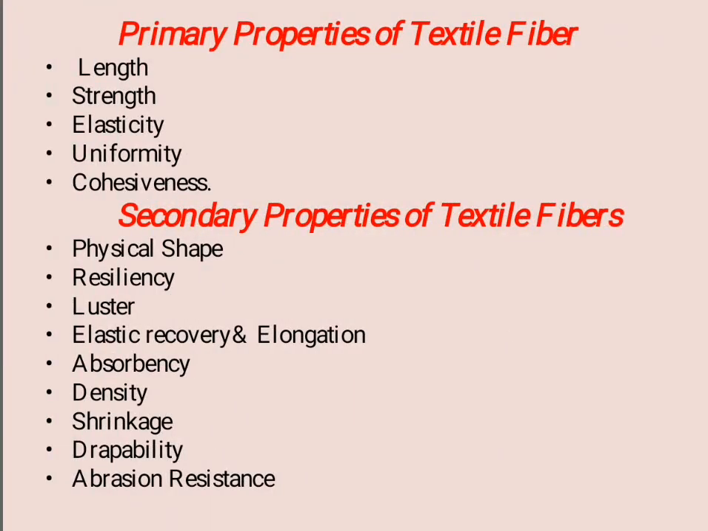Primary properties of textile fiber: length, strength, elasticity, uniformity, cohesiveness. The secondary properties of textile fibers are physical shape, resiliency, luster, elastic recovery and elongation, absorbency, density, shrinkage, drapability, abrasion resistance.